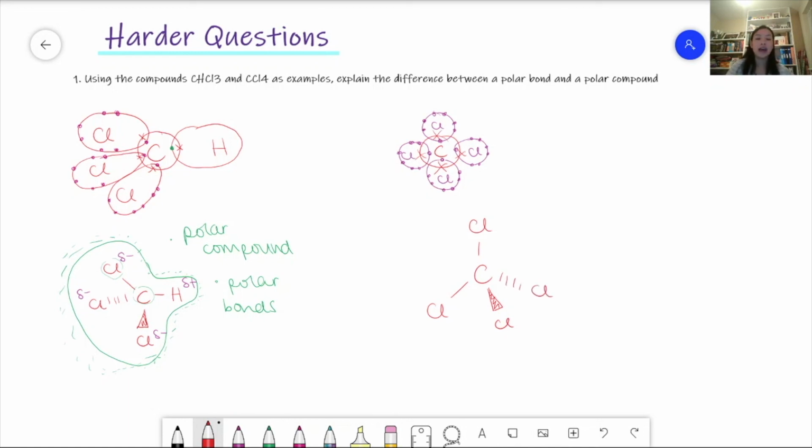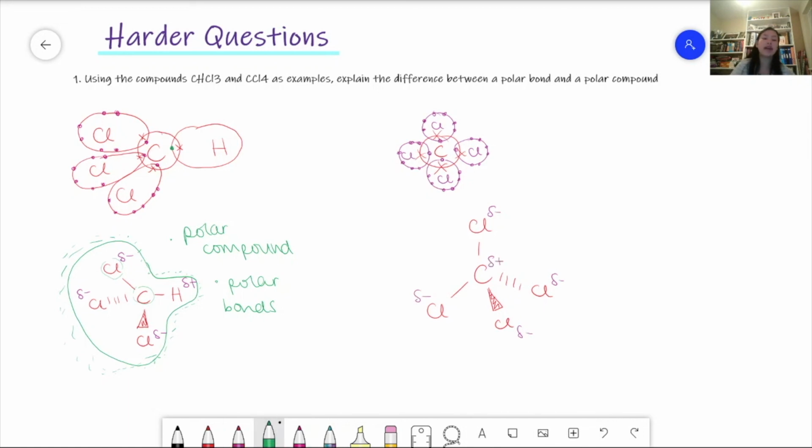And now we have a look at the charges. So chlorine is much more electronegative than carbon. So we give that the delta negative. So these are all delta negatives. And the carbon is delta positive.